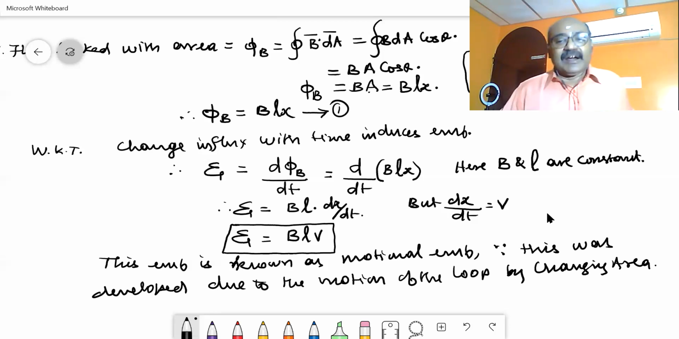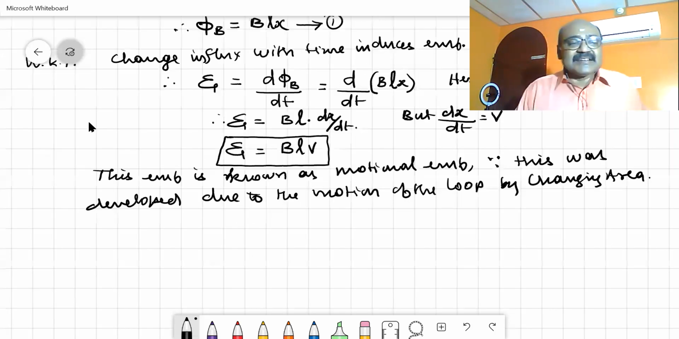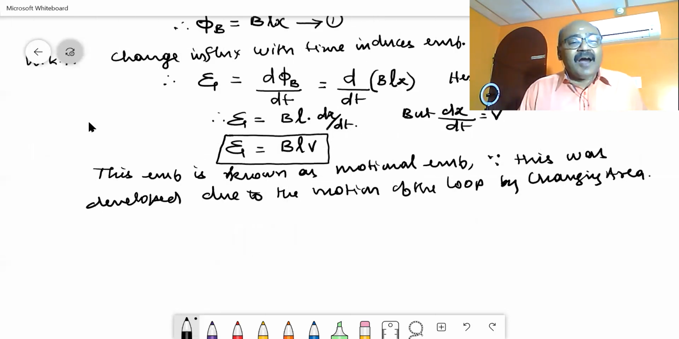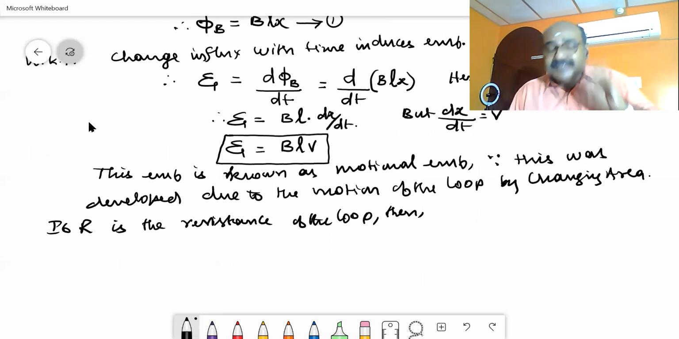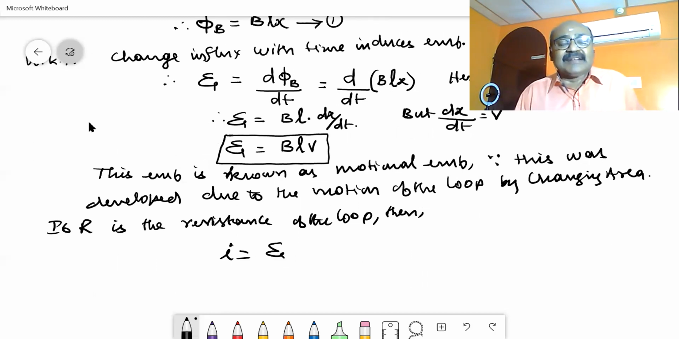Okay, if the loop has a resistance of R ohms, then what is the value of the current? If capital R is the resistance of the loop, then the current I is equal to EMF divided by resistance.